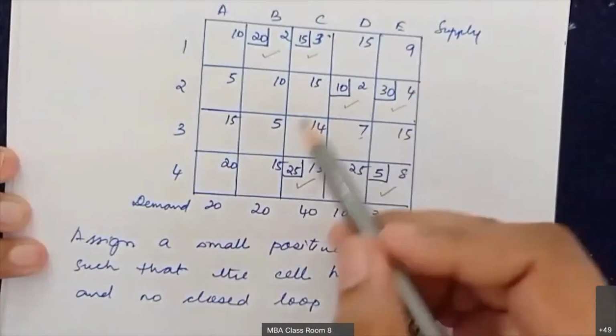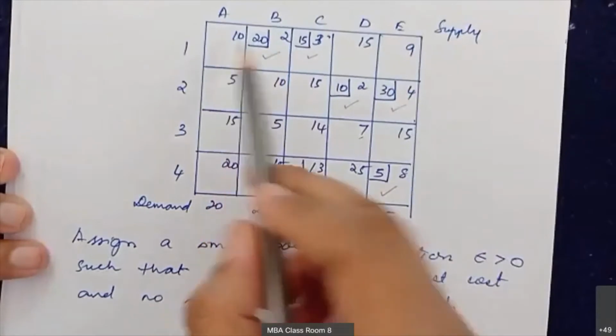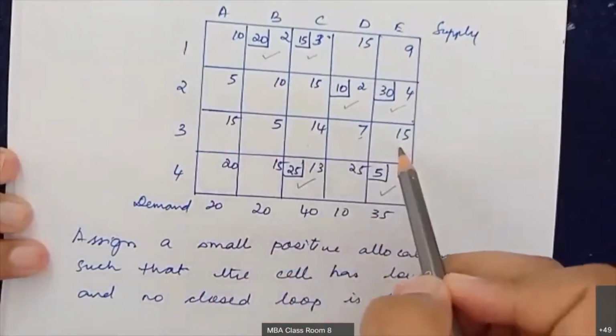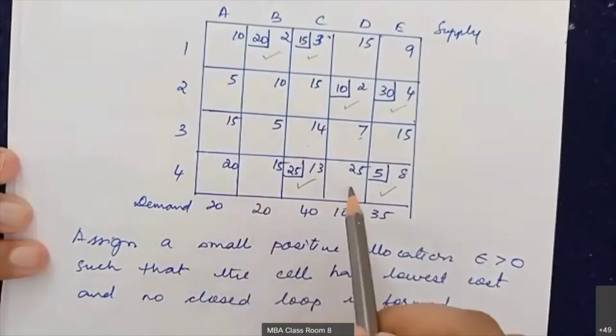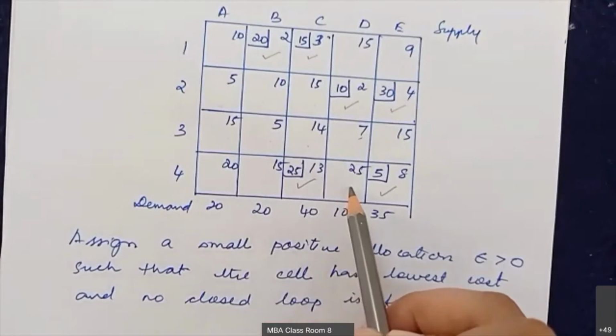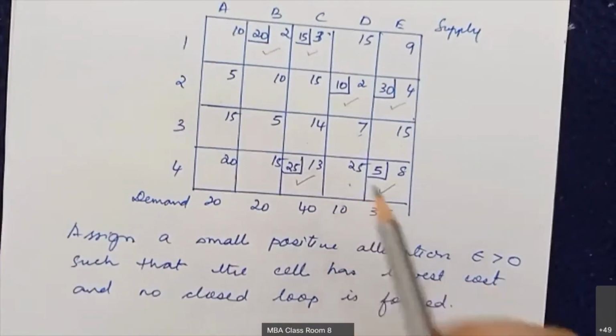Other than these cells, you have to take an empty cell. What are the cells that are empty? Here, 1, 2, 3, 4, 5, 6, 7, 8, 9, 10, 11, 12, 13, 14. All these cells are empty cells. From this, you need to select a cell with the least cost. Which is the cell having the least cost? Yeah, 5.